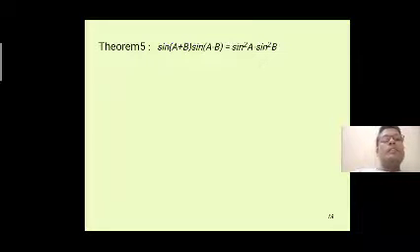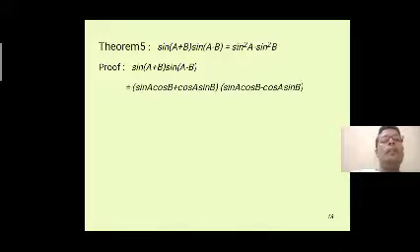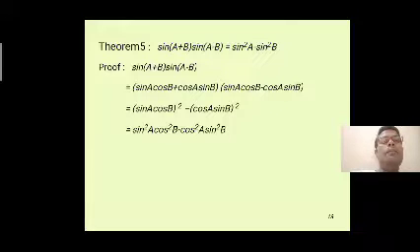Theorem 5. Sin of (A plus B) into sin of (A minus B) equals sin square A minus sin square B. Proof. Sin of (A plus B) into sin of (A minus B). We know that formula: sin A cos B plus cos A sin B, and sin A cos B minus cos A sin B. Now we write (sin A cos B) whole square minus (cos A sin B) whole square, using the (A plus B) into (A minus B) formula, we know that A square minus B square.